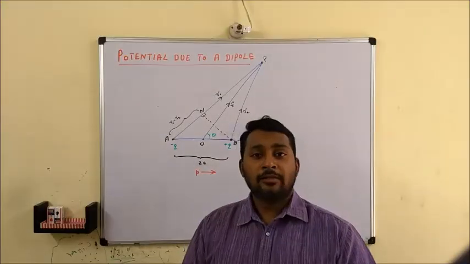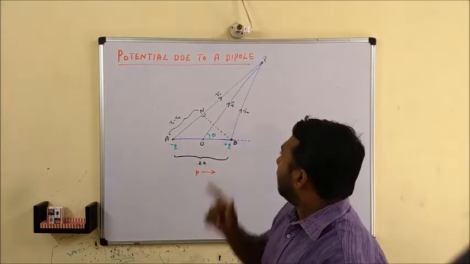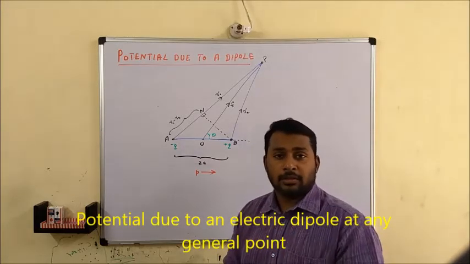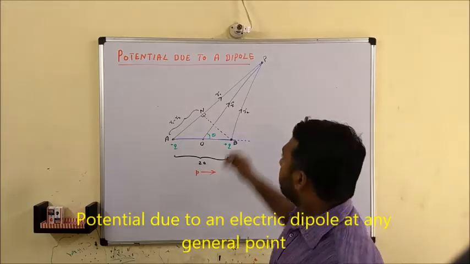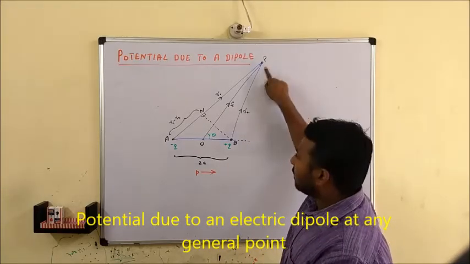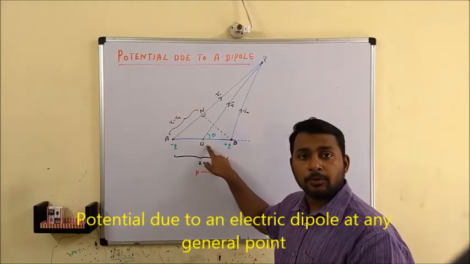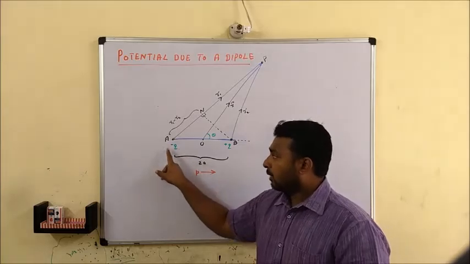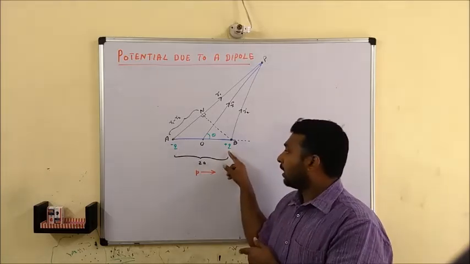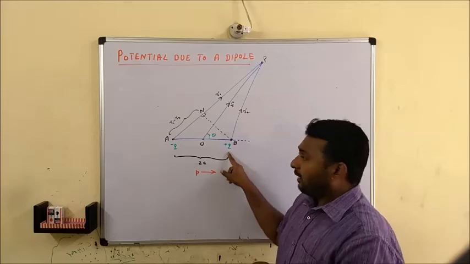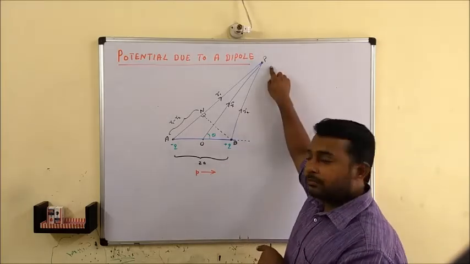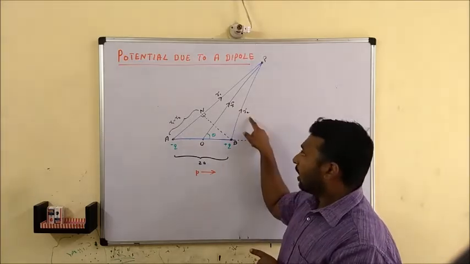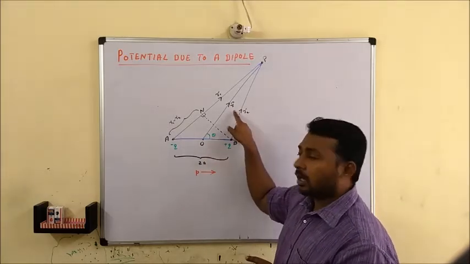Hello everyone, today we are discussing the potential due to an electric dipole at any random point. So we have selected a random point, point P, which is at a distance r from the center of the dipole, and please analyze this diagram. Point A is where minus q is placed, point B is where the positive charge is, and the distance of point P from A is r1, from B it is r2, and from the center it is r.